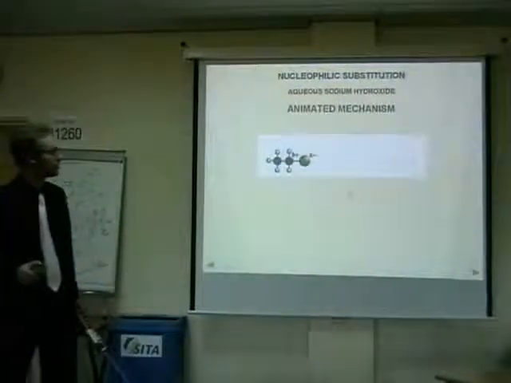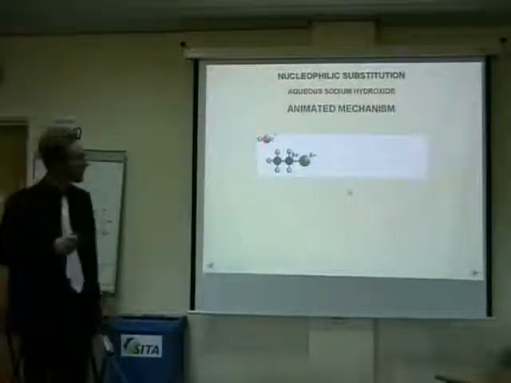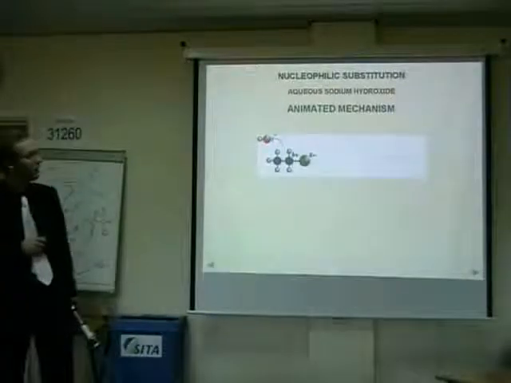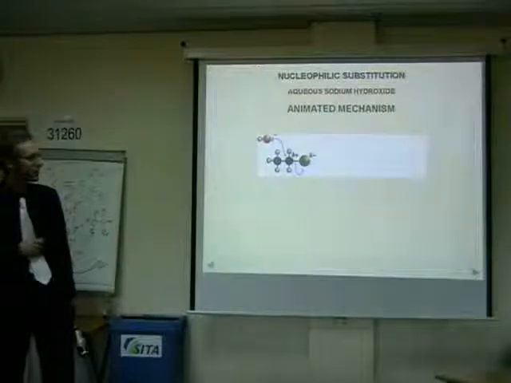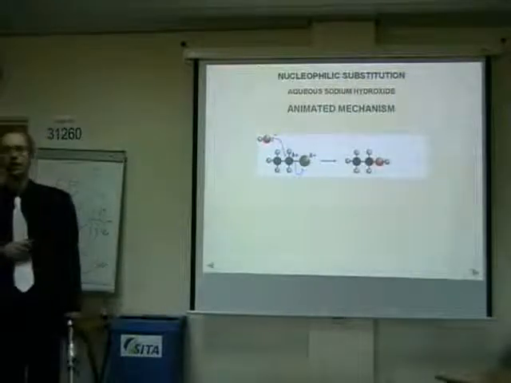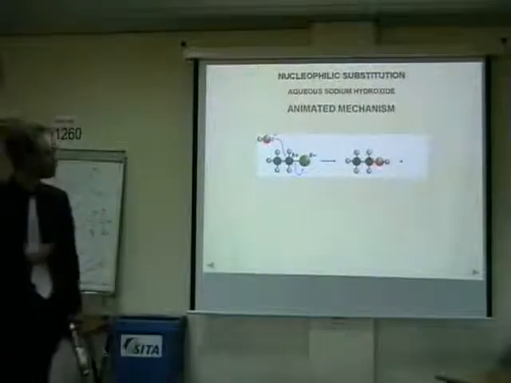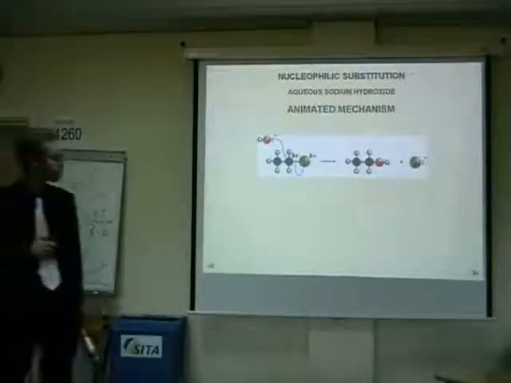Oh, I think we've got another little animated mechanism here. In comes a pair of electrons. Out go the other pair of electrons. And we've got an alcohol and a Cl minus.